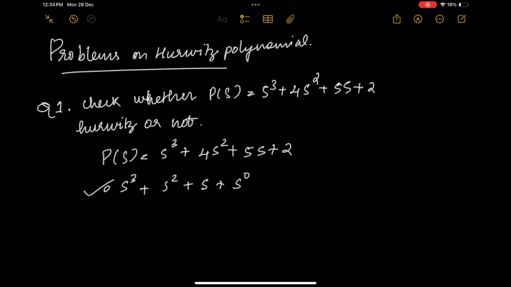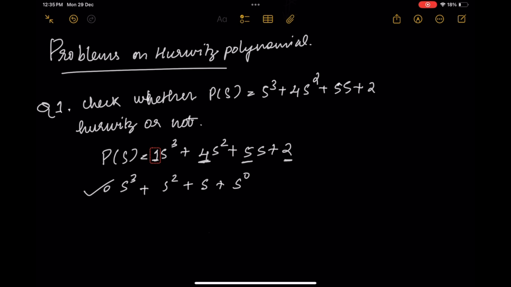And the next condition is whether all coefficients are positive. Here s cube has coefficient 1, it is positive. S square has 4, s has 5, and s raised to 0 has 2 as coefficient. So all the coefficients here are positive. So we have checked our first two criteria.